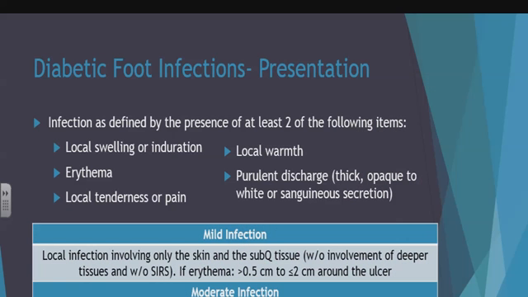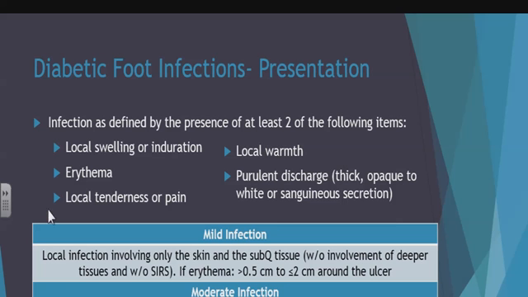But when we do have to look at this and we do have to treat it, how do we treat it? So it does depend on how severe the infection is, whether it's a mild, moderate, or severe infection. According to the IDSA guidelines, the definition of infection includes two of the following items: localized swelling or induration of the skin, erythema, local tenderness or pain, local warmth, or purulent discharge, okay?